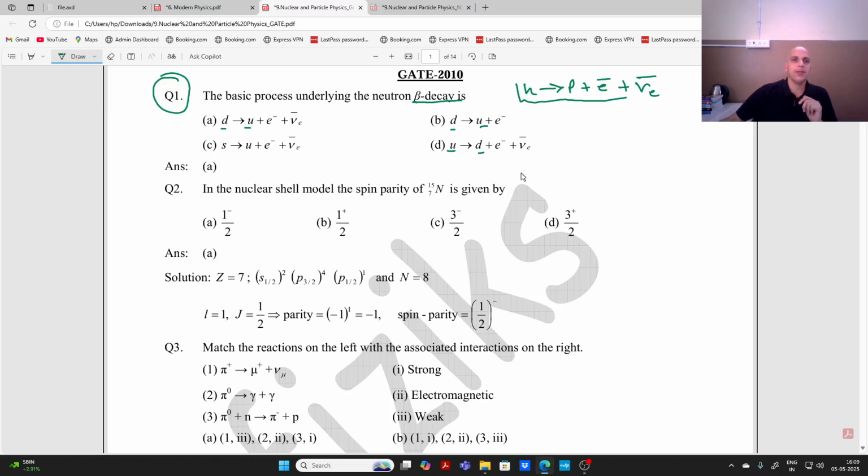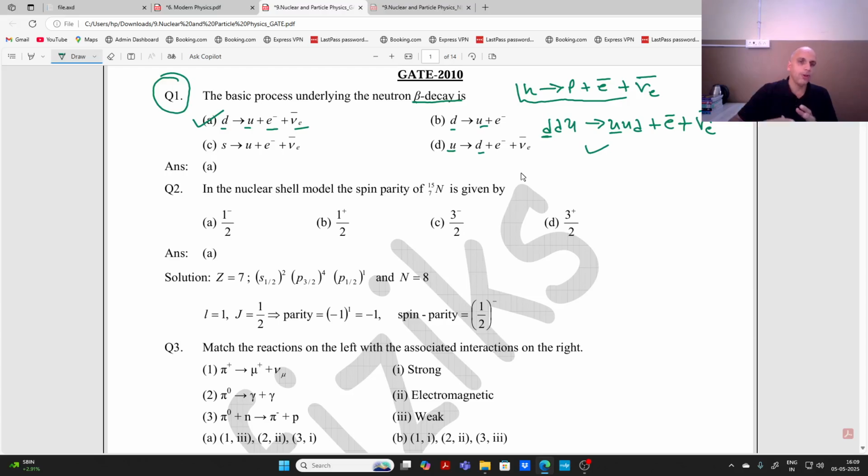We know very well the quark content of a neutron and a proton. For neutron it is down down up, and for proton it is up up down, plus electron plus anti-neutrino. So you can see it is the conversion of a down quark into an up quark plus an electron plus this. The correct answer is this. You can see here, right? This is the answer to this question.